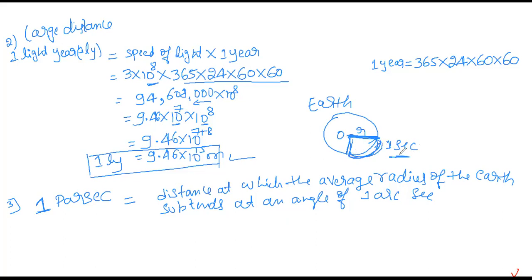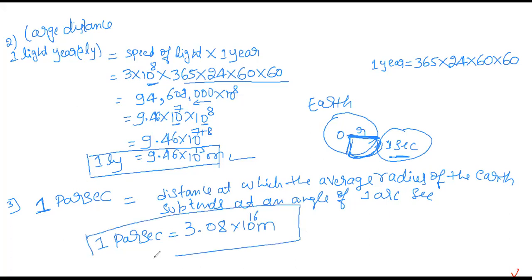How much distance is covered by a body along an arc? This is called 1 parsec. Therefore 1 parsec is equal to 3.08 into 10 to the power of 16 meter. The 1 parsec is nothing but 3.08 into 10 to the power of 16 meter, which means the distance at which the average radius of the earth subtends an angle of 1 arc second.